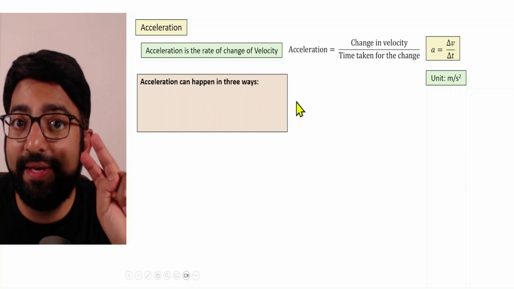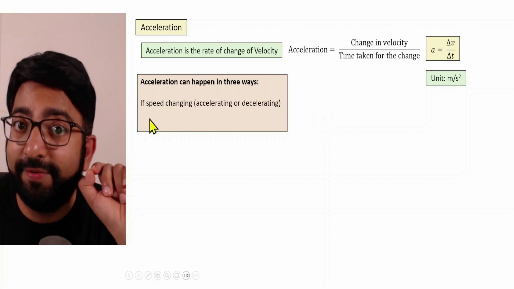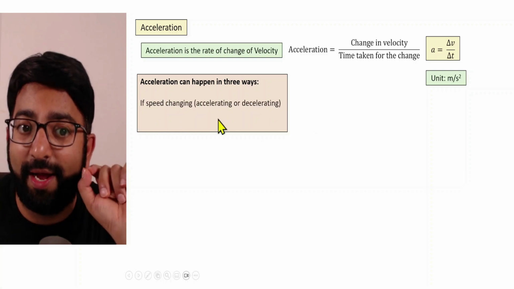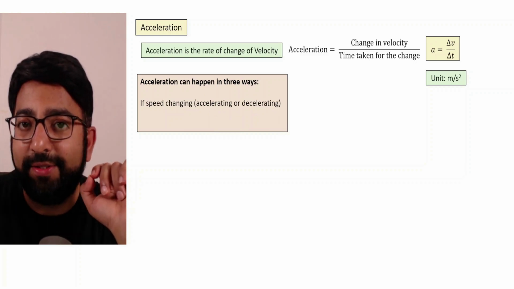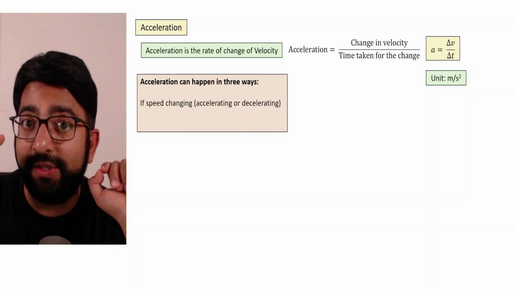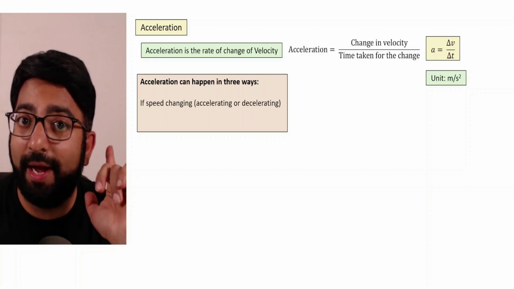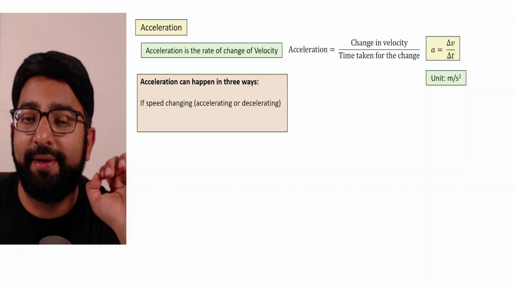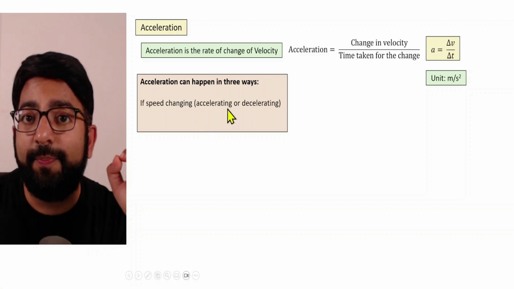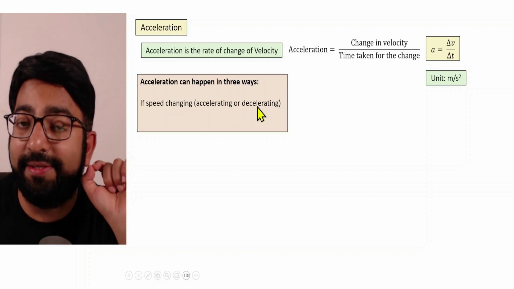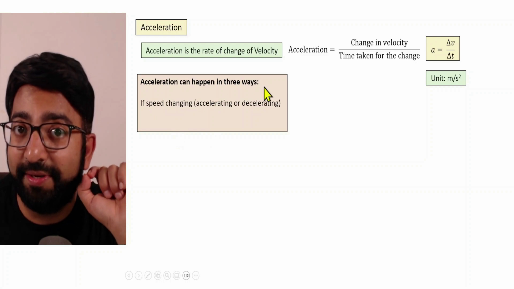Acceleration can happen in three ways. So please understand this one by one. Step number one, if the speed of the particle changes, that means it can either accelerate or decelerate. So imagine a situation where the particle is moving in a straight line, but either the speed is increasing or decreasing. That means the object is accelerating. If the speed increases, we say it is accelerating. If the speed decreases, then we say it is decelerating. So this was point number one in which acceleration can happen.